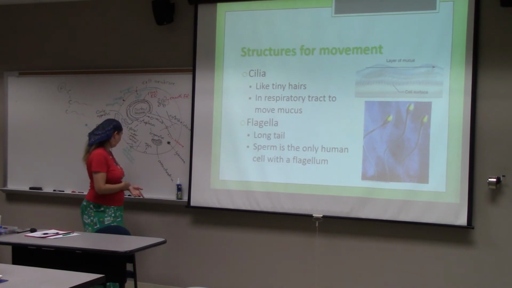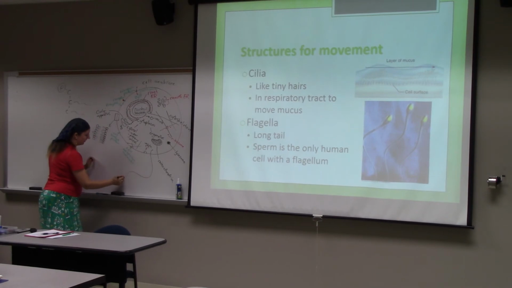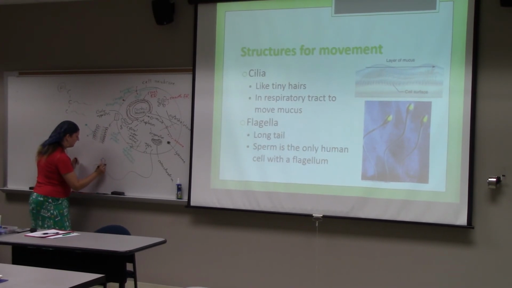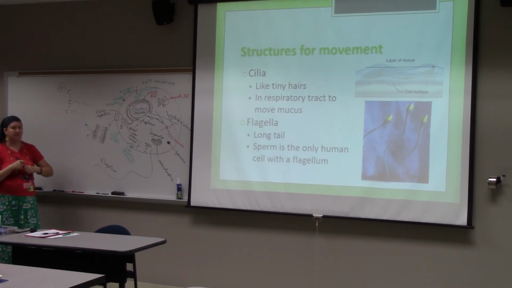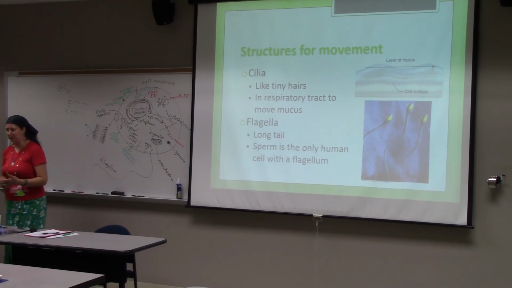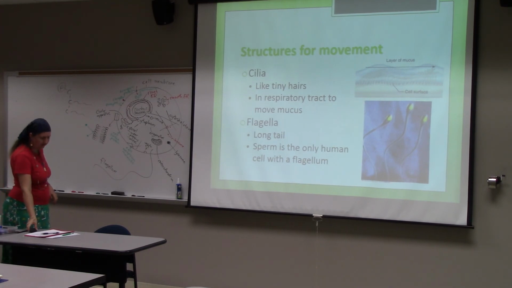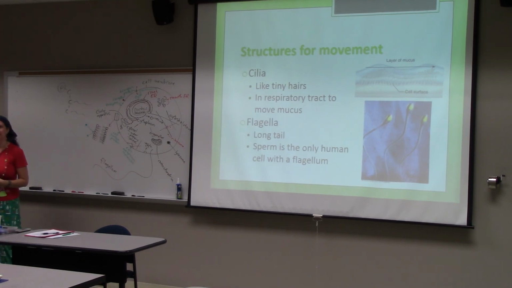Flagella, singular is flagellum, because a cell that has it will just have one. It means whip. A flagellum is a long tail that is used for swimming. We only have one cell type that swims, and that's sperm. Questions on cilia, flagella, centrosomes?